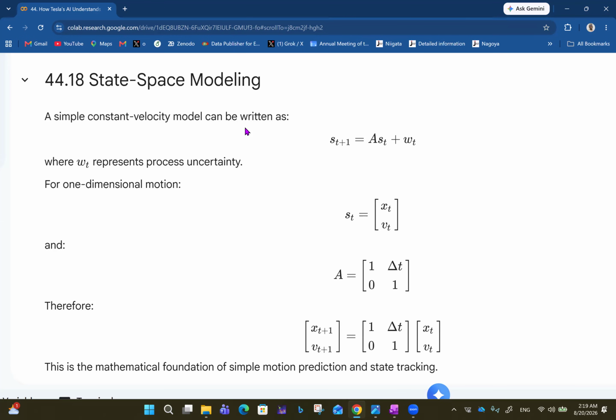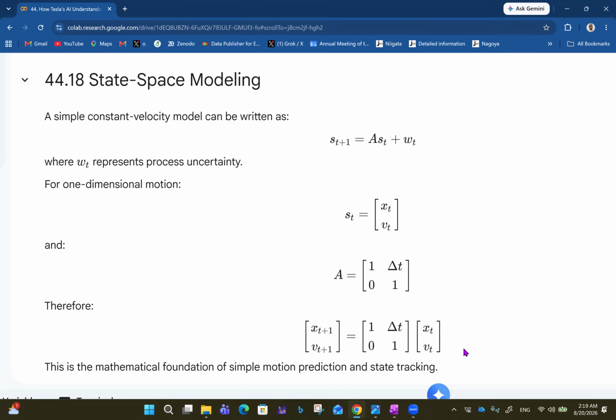A simple constant velocity model can be written as s sub t plus 1 equals A s sub t plus w sub t, where w sub t represents process uncertainty. So there's a level of uncertainty there. For one-dimensional motion, s sub t is x sub t, v sub t, and A can then be the matrix 1, delta t, 0, 1. Therefore, x sub t plus 1, v sub t plus 1 are position and velocity, which equals the matrix 1, delta t, 0, 1 times x sub t, v sub t. So this is the mathematical foundation of simple motion prediction and state tracking.